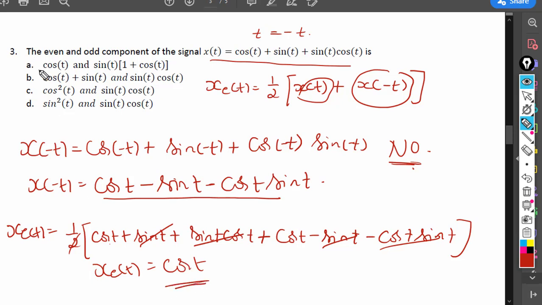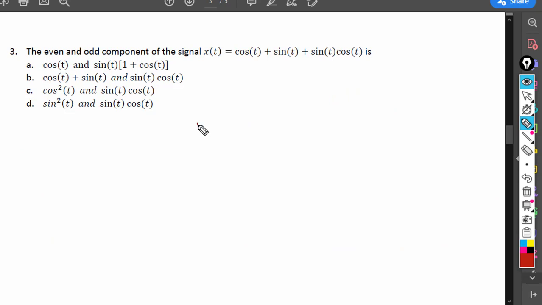So either this has to be the right option or this has to be the right option. We'll see out of these two which is the right option. Now in order to find the odd signal xo of t, as I told you, it is 1 by 2 into x of t minus x of minus t. So instead of using this equation, we will use this equation.